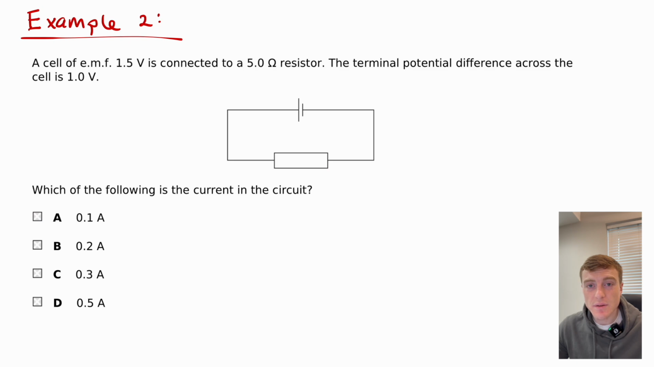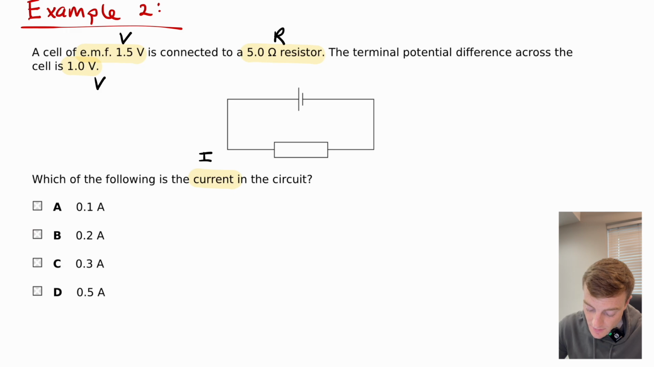I recommend you pause the video this time and have a go yourself. So the question says a cell of EMF 1.5 volts is connected to a 5 ohm resistor. The terminal potential difference across the cell is 1 volt. Which of the following is the current in the circuit? Now, just like any A-level physics question, the first step is always to label our terms. So we have EMF is the potential difference supplied by the cell, so that's just V. Connected to a 5 ohm resistor, we have another potential difference and we have a current. So we have V, I and R, which means we have to use Ohm's law.